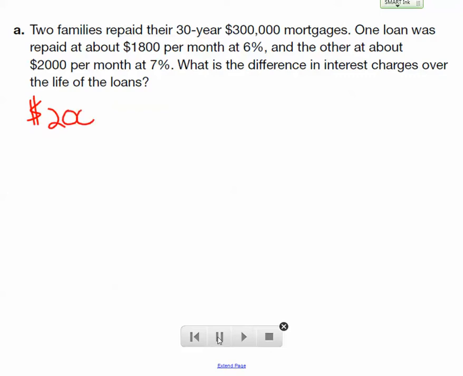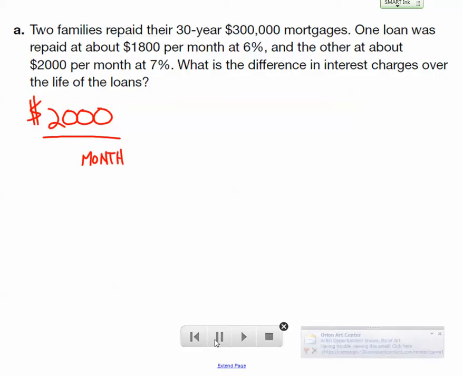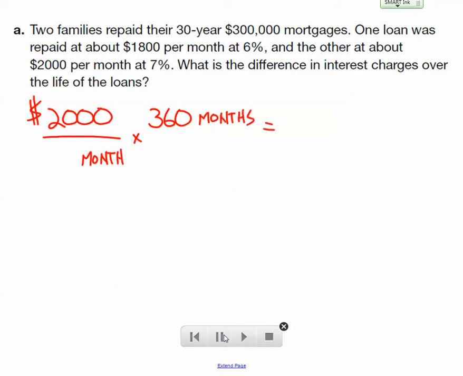All we got to do is say, okay, look, we got $2,000 per month for 360 months. And where did I get 360 months? Because it's 30 years, 12 months per year. So it's 30 times 12 is 360. And we'll just go ahead and multiply here. That's $720,000 for the second family there.